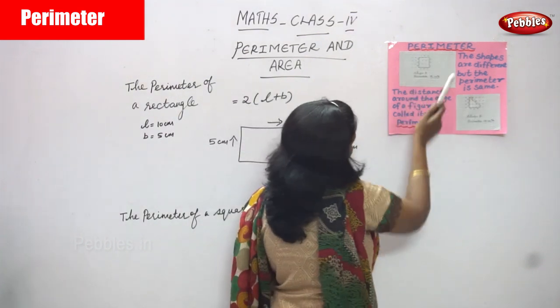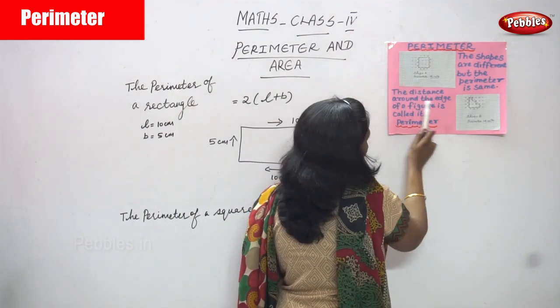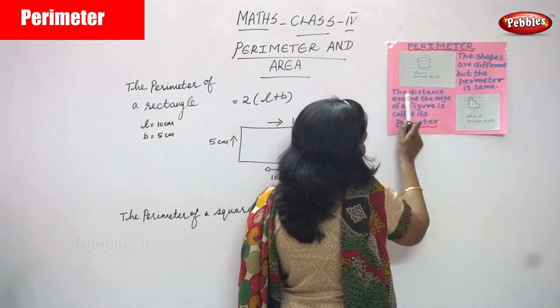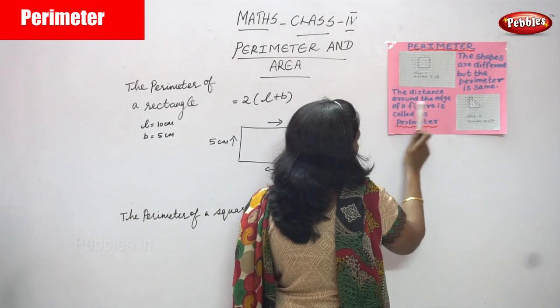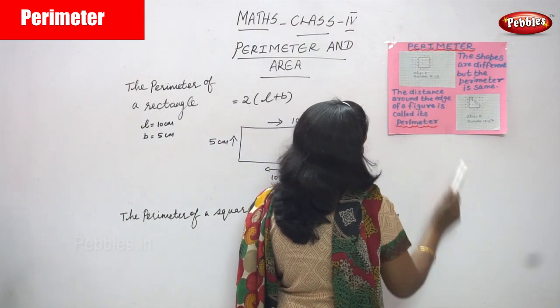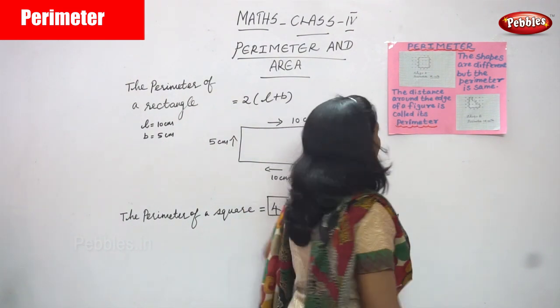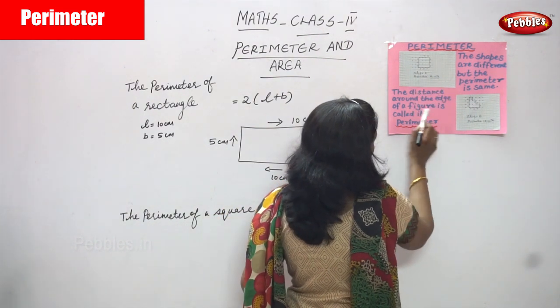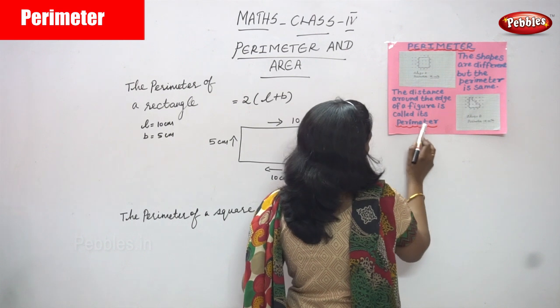So the definition of perimeter is: the distance around the edge of a figure is called perimeter. The distance around the edge of a figure is called perimeter. Look at this diagram. This is a what? A square. See, the distance around the edge of the figure is called perimeter.